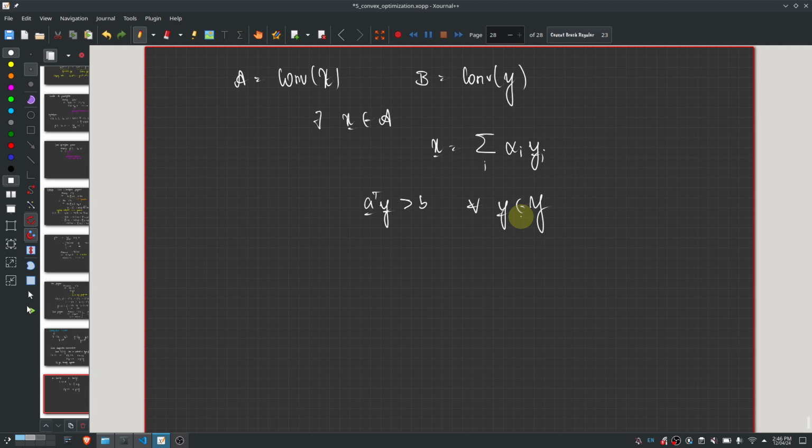But again, you're distinguishing between two things, right? One is whether there exists a hyperplane that separates X and Y. The other is, does there exist a hyperplane that separates A and B? Do you get the difference? Because there are more points in A and B, the convex hulls. But is it true that a hyperplane that separates X and Y has to separate A and B?